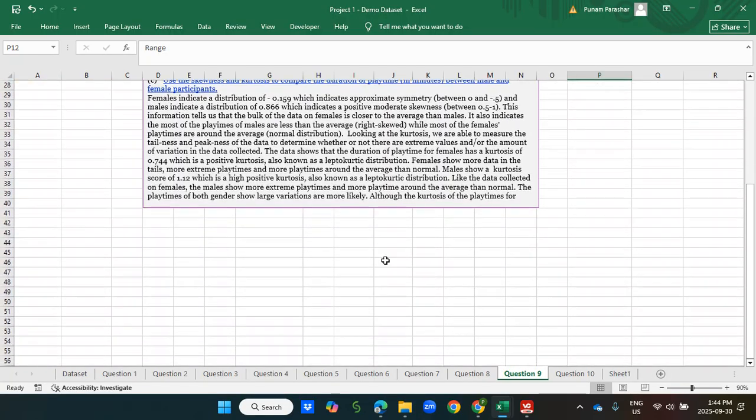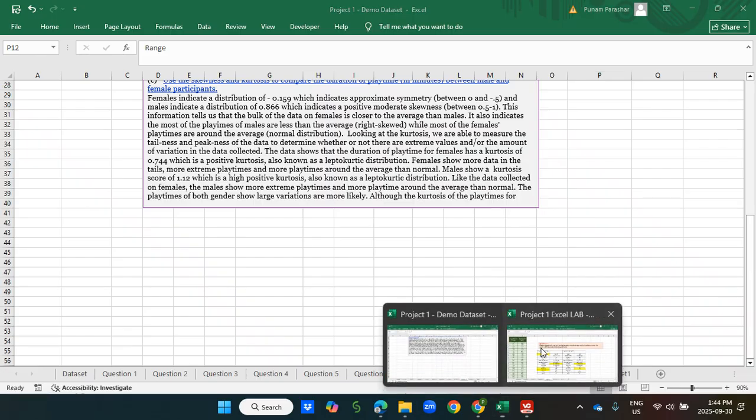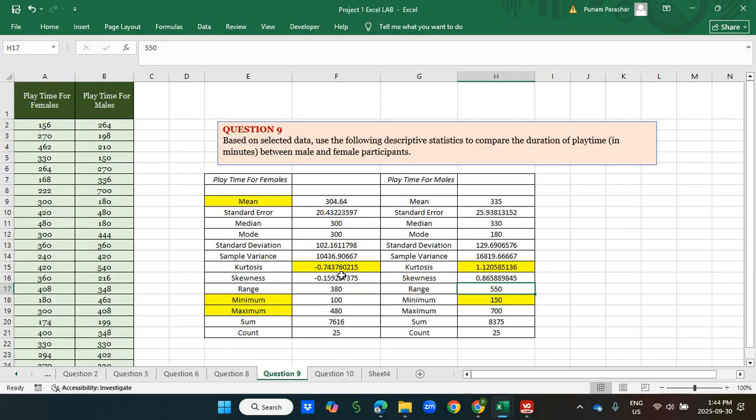As I said, you will write the values and you can go to the lessons to see what kind of value it is giving. Negative means it is platykurtic, and if it's positive it is leptokurtic. This is how you will compare the kurtosis. Again, negative means left skewed data, meaning female play less than the average time, and male play more than the average time. So this is how you will do this question, and this is all about descriptive statistics.